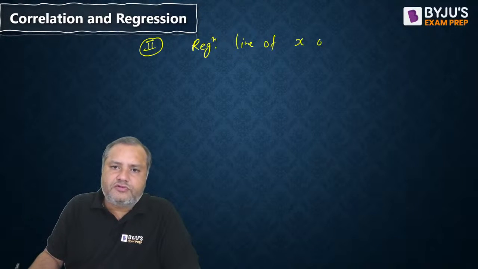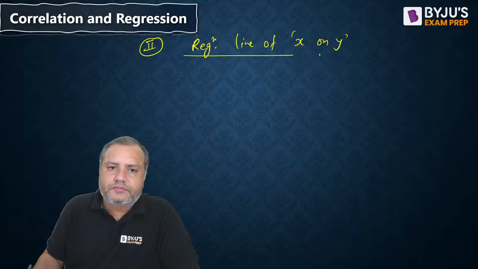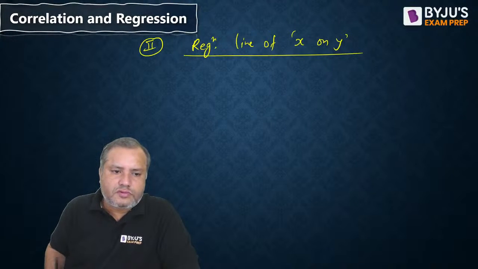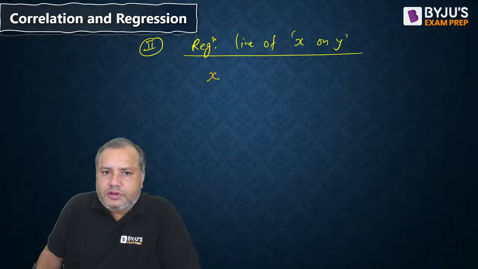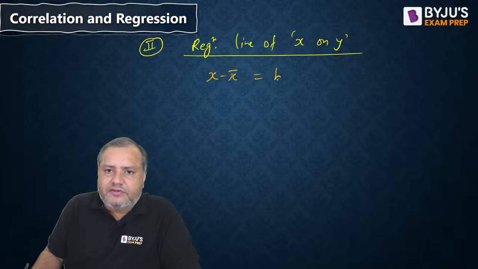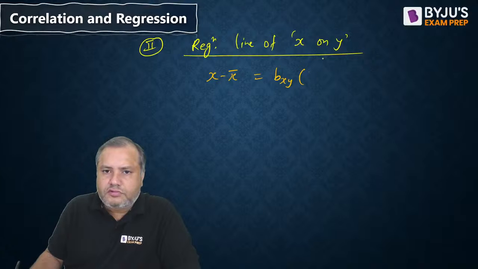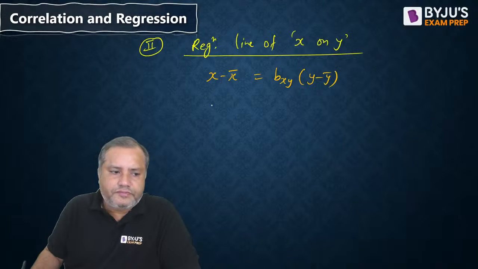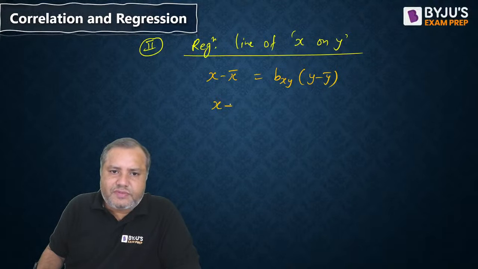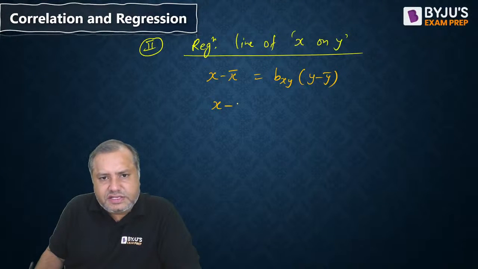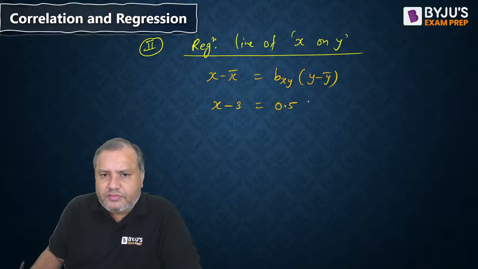Regression line of x on y. What is the formula? X minus x bar equals bxy times (y minus y bar). Now students, x minus x bar: what is x bar? X bar is 3. bxy is 0.5. Y minus y bar.